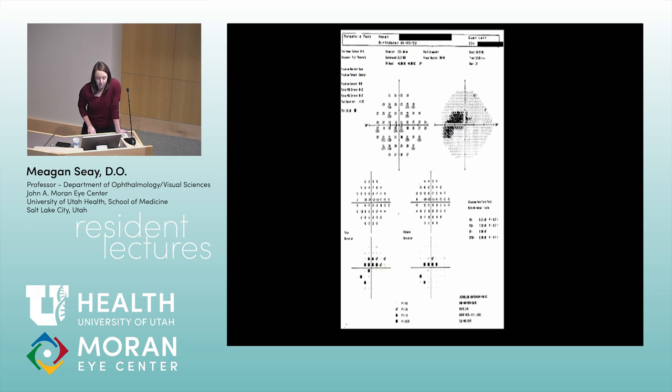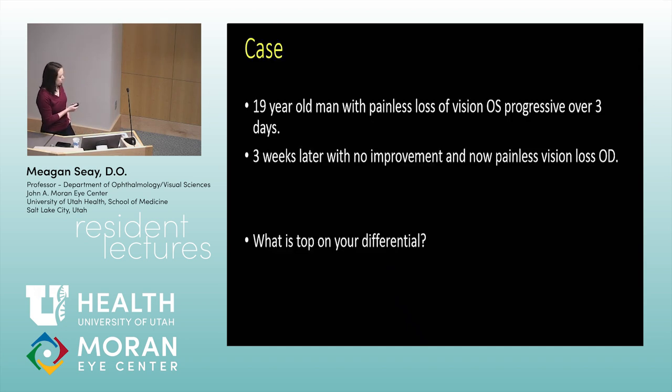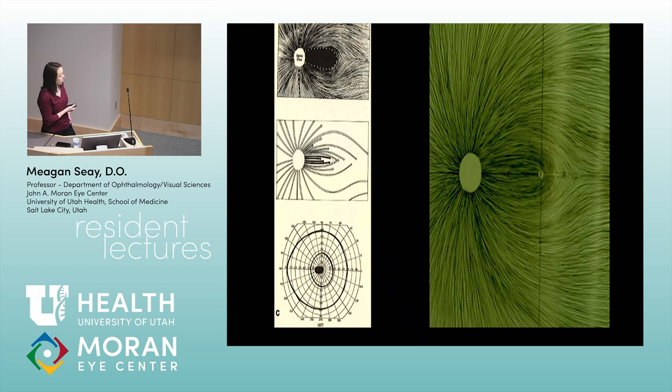A lot of times we get really poor records from outside and we get things like this, but even just this alone gives us a lot of information. It gives us a list of questions that we want to answer when we see the patient. So this is what gives a cecocentral scotoma. It's from a disorder of the papillomacular bundle, which is right here. The fibers come right from the center of the fovea over to the optic disc.